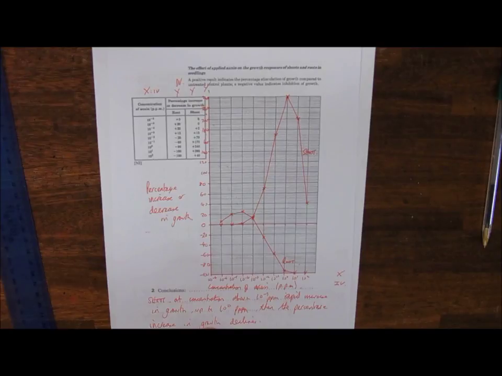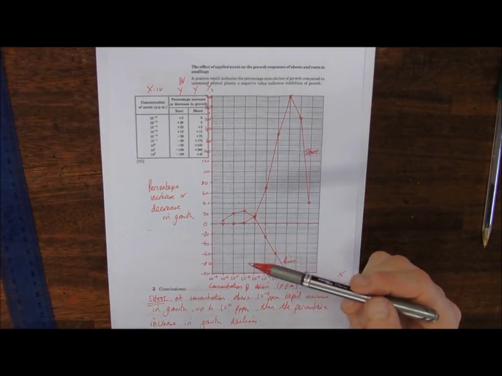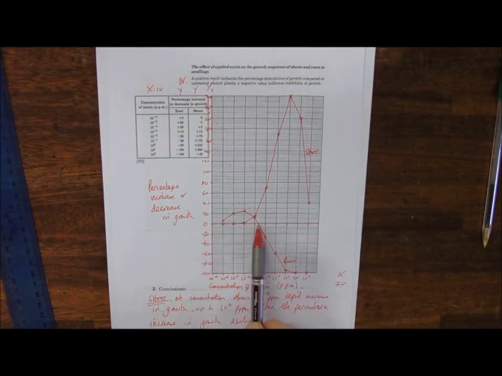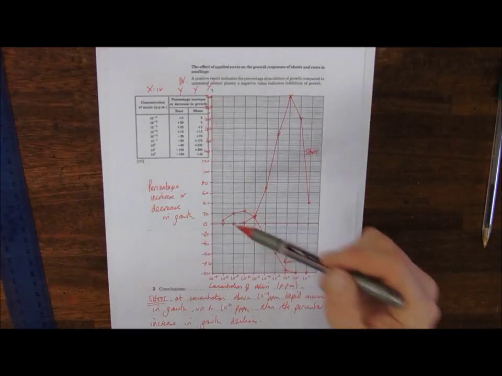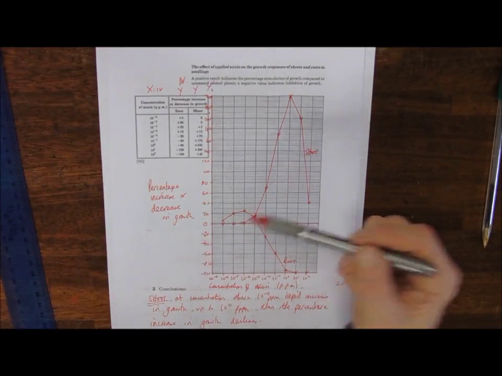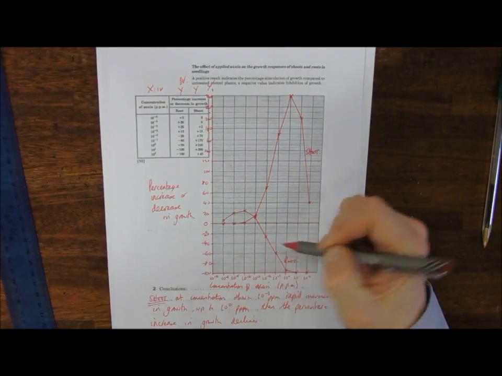And the root, so growth is increased between there and there on the graph, between 10 to the minus 6 and just above 10 to the minus 3, and where's it increased most? 10 to the minus 4, and then growth is inhibited, so there's a decrease in growth above 10 to the minus 3.